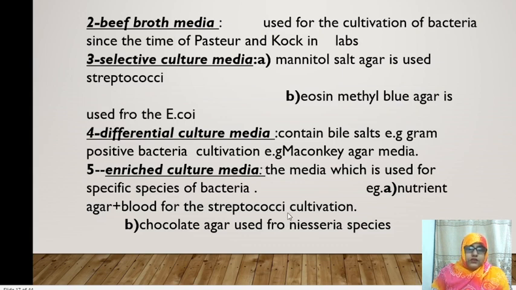If we want to cultivate Streptococcus species, then we will prepare nutrient blood agar, and if we want to cultivate Neisseria species, we prepare chocolate agar media, using Neisseria species as the inoculum.